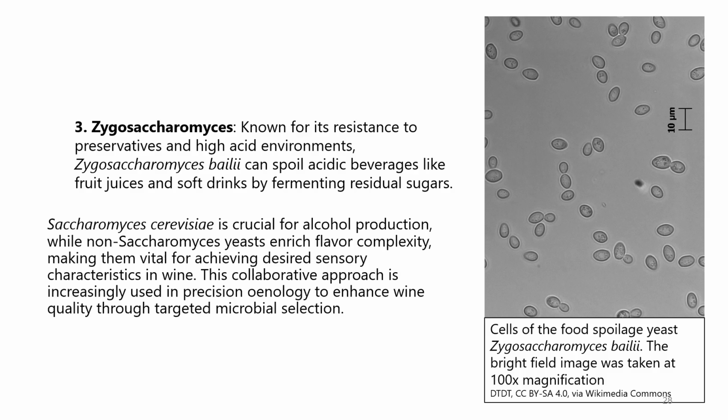So, we have Saccharomyces cerevisiae, which is crucial for alcohol production, while non-Saccharomyces yeasts enrich flavor and complexity, making them vital for achieving desired sensory characteristics in wine. This collaborative approach is increasingly used in precision oenology to enhance wine quality through targeted microbial selection.